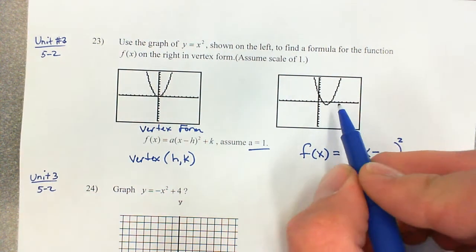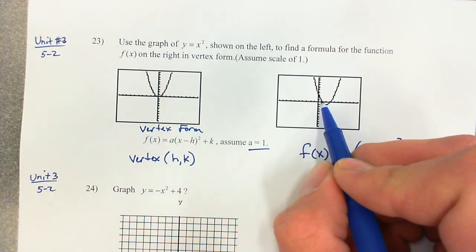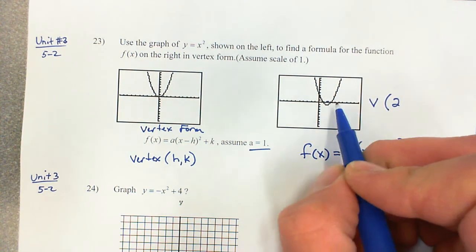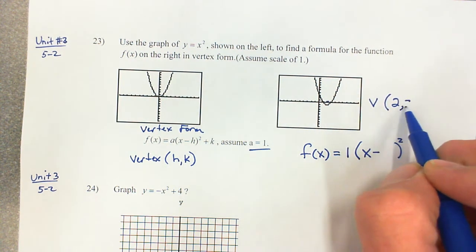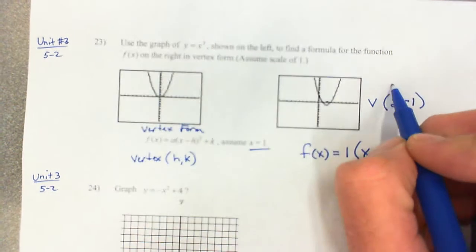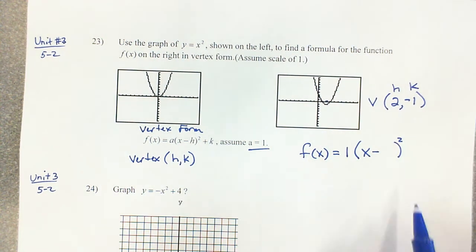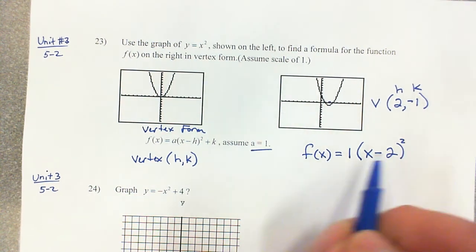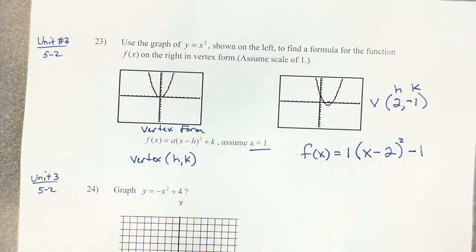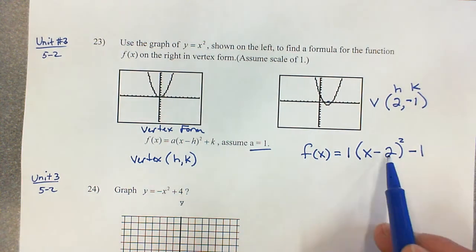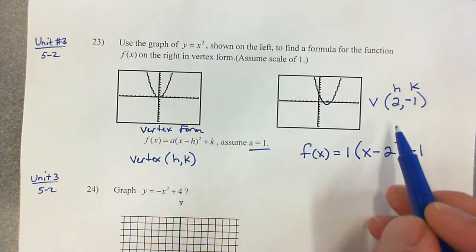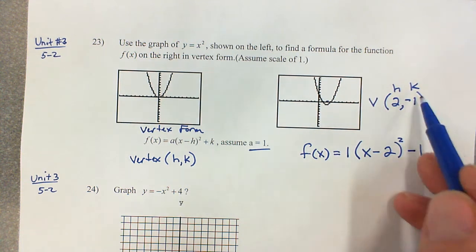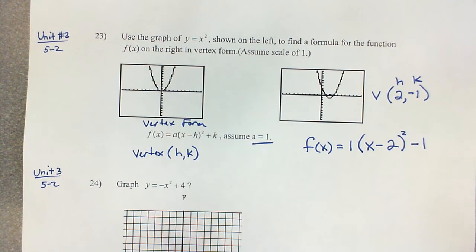So let's find out what our vertex is. Looks like we are moving 1, 2 to the right. So our vertex appears to be at 2, and that looks like we're going down 1. So there's your vertex. So this is your h, this is your k. So your h gets plugged in for the h, that's 2. And then your k gets plugged in for the k, that's negative 1. Now recall that your x value here will always be the opposite sign as you see. Over here, the k will be the exact value that you see.